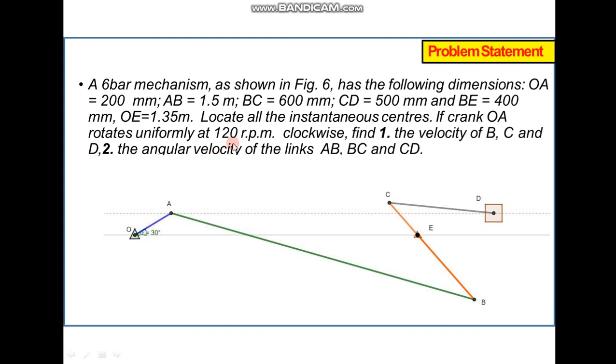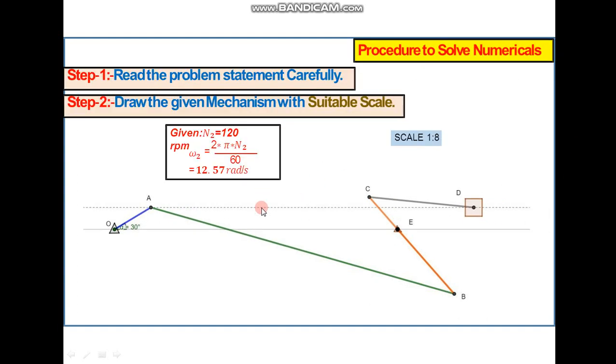Now here, the first step, not only here but in all problems, is to draw the configuration diagram. Configuration diagram means draw the given mechanism as it is, but here I want to take some suitable scale based on the problem given. The scale selected here is 1:8. So I draw the given diagram as it is, first step.